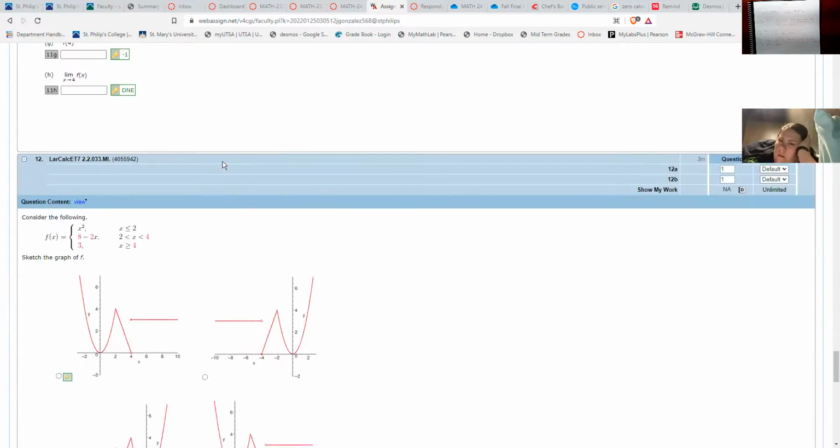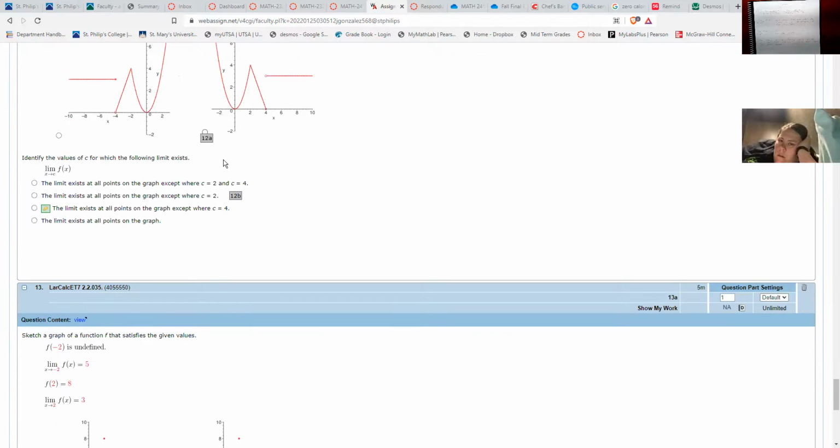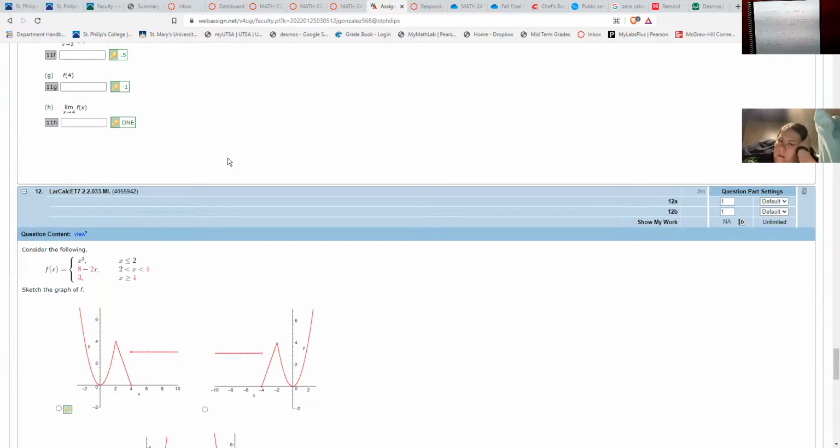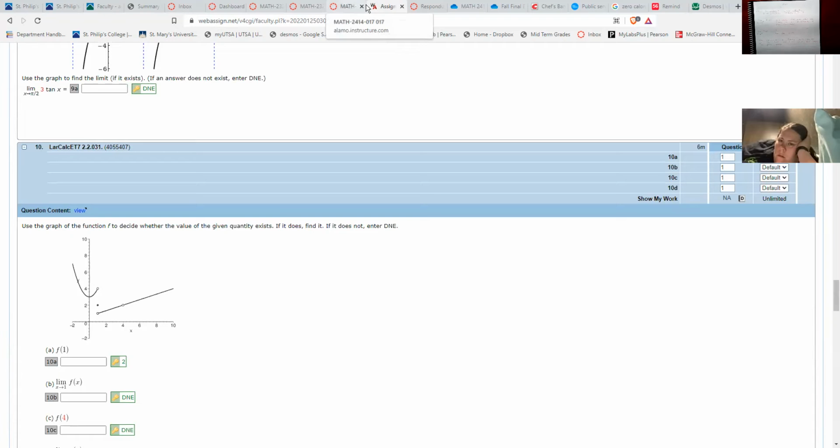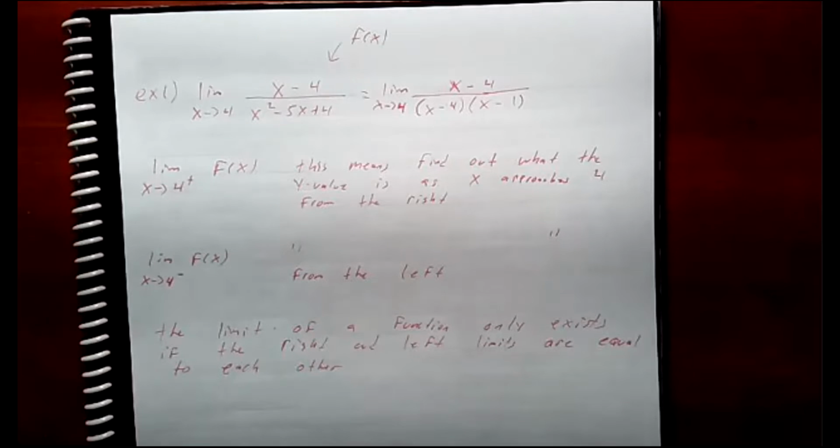I think it's going to be covered more in the next section. Let me double check though. Hold on. One moment. Too many tabs open.